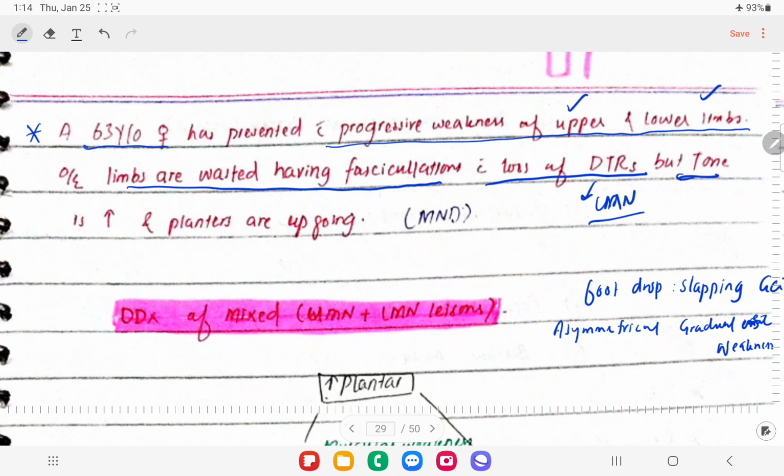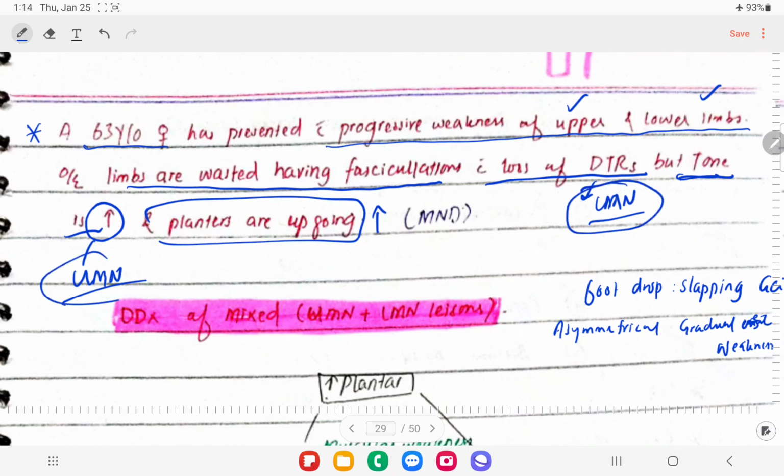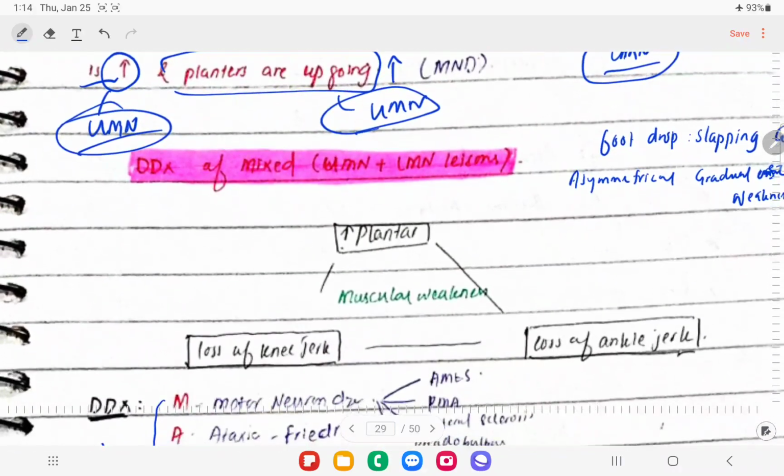If we check the tone, it is increased. Tone is increased in upper motor neuron lesion. There will be increased tone, right? There will be spasticity, and if we check the plantars, these are going up, right? So we'll have lower motor neuron features and upper motor neuron features, right? So this is the upper motor neuron features. So we have a mixed disorder, in which we're going to see both upper and lower motor neuron features. So let's talk about that.